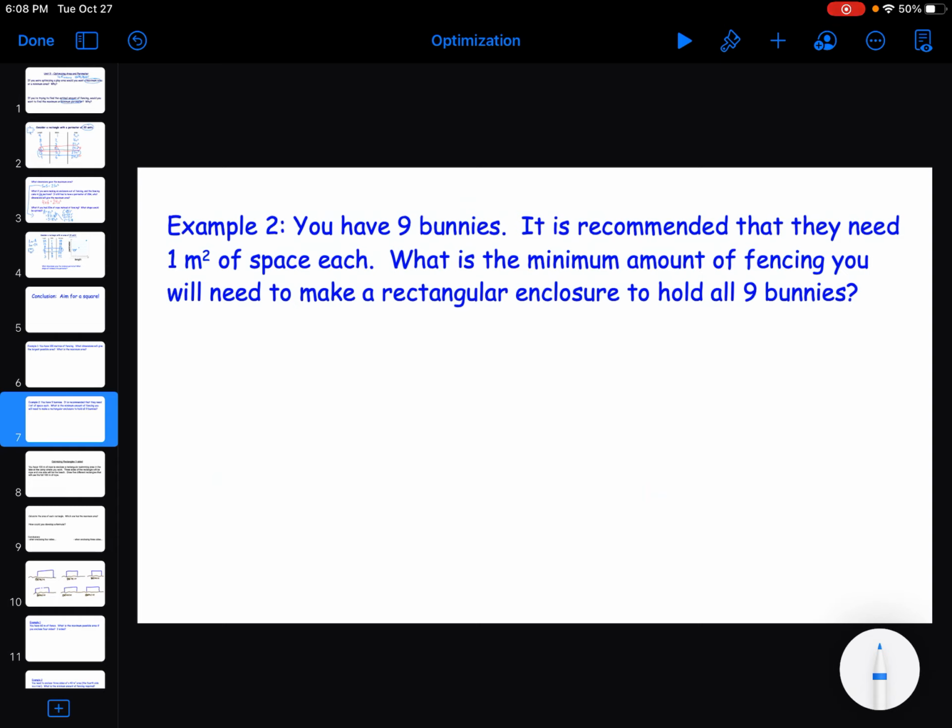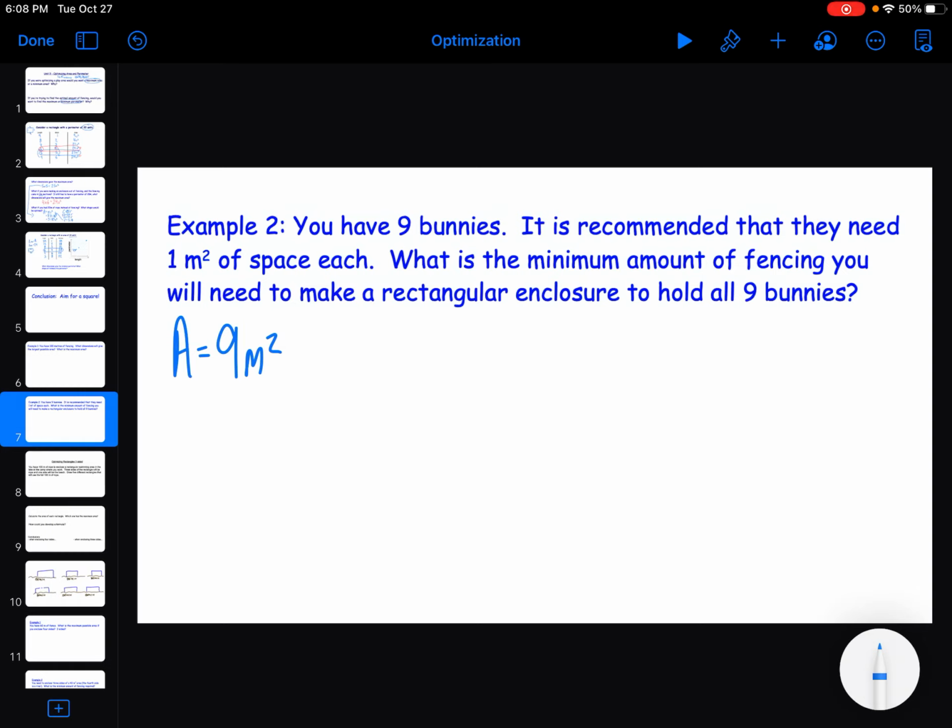All right, so let's look at another example. You have 9 bunnies. It is recommended that they each have 1 meter of space. What is the minimum amount of fencing you need to make a rectangular enclosure? So it has to be a rectangle, it can't be a circle, that will hold all 9 bunnies. So this means we have an area of 9 meters squared. We know we have to have that 1 meter per bunny.